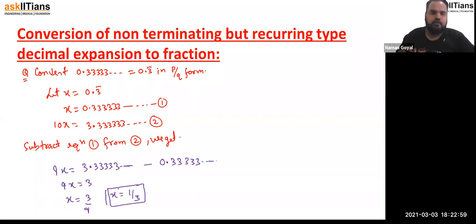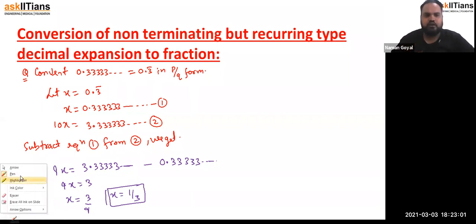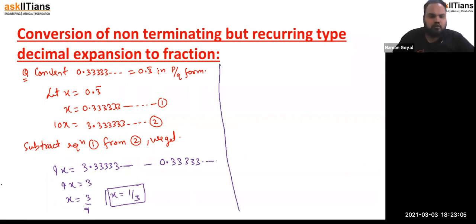Are you getting my point? ठीक है, कर लेंगे ना. Okay, now what we have to do, we are going to do second question. Same question, convert 0.75 bar in P upon Q form.